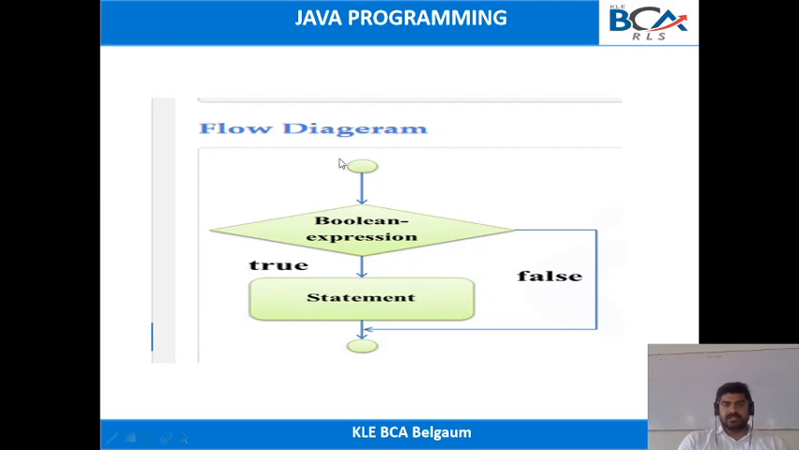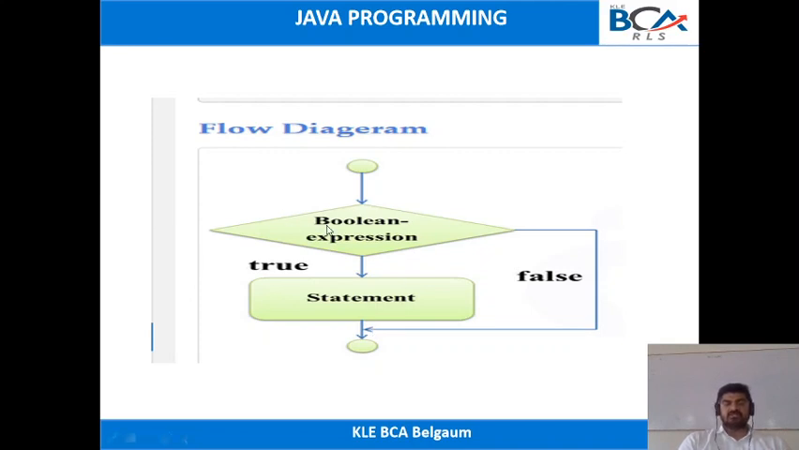So this is the entry. Here we are checking the boolean expression. Suppose that the boolean expression is evaluated to true, then it will execute the statement. Suppose that this boolean expression is evaluated to false, so it will skip the execution of this statement and control will be passed to the following statement.